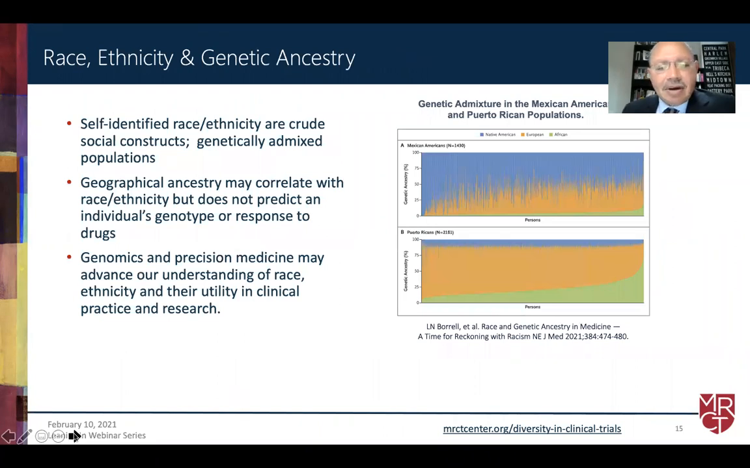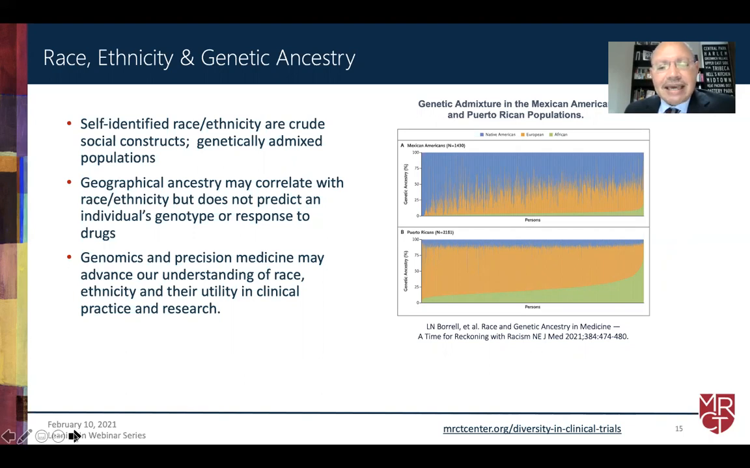Now, as I already mentioned, self-identified race and ethnicity are crude social constructs, and these are genetically admixed populations. And the degree of admixture can vary quite widely, both within groups and between groups. The figure to the right, which I took from an article that just appeared in last week's New England Journal of Medicine, is based on an analysis of the Latino asthmatic GWAS.